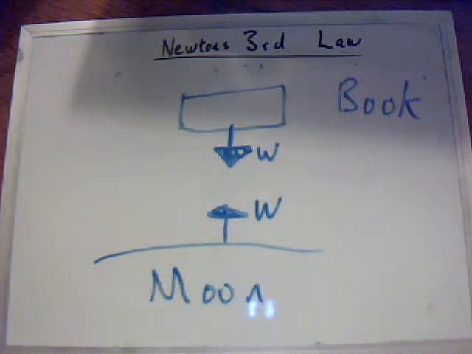Now the moon is far more massive than the book, so consequently its acceleration towards the book will be very, very small. However, the weight of the book compared to the mass of the book is such that the book will feel itself moving towards the moon greatly. The moon won't notice. However, they are Newton pairs. They're equal and opposite forces, and they're the same type of force. They're both gravitational forces.